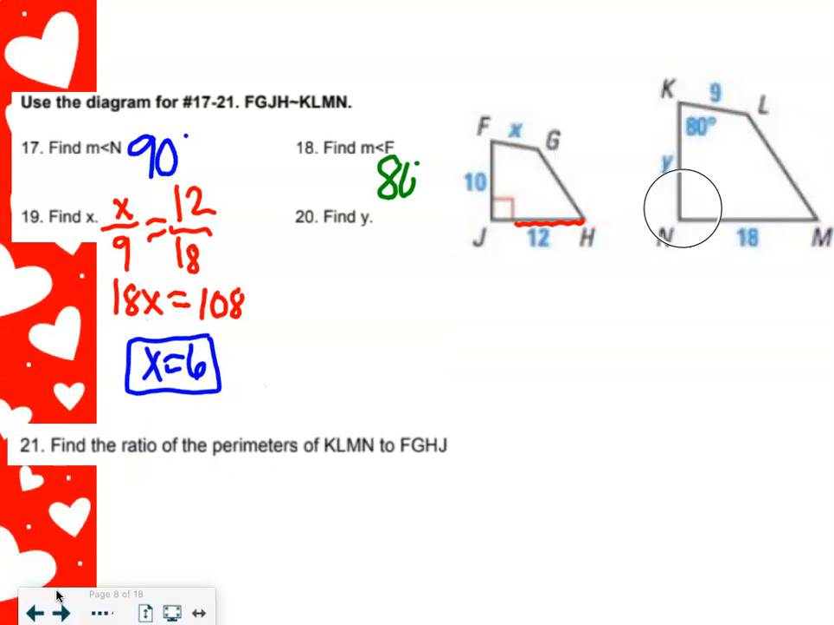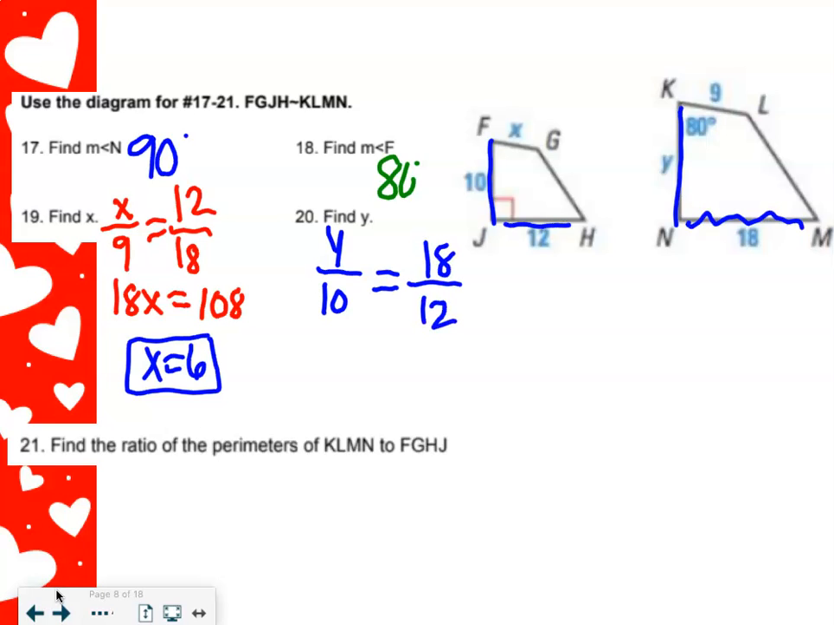Now let's try to find y. So y matches 10, so I'm going to have y over 10. And set that equal to 18 over 12. Then, again, cross multiply, so we're going to have 12y is equal to 180. Divide out, and we will find that y equals 15.